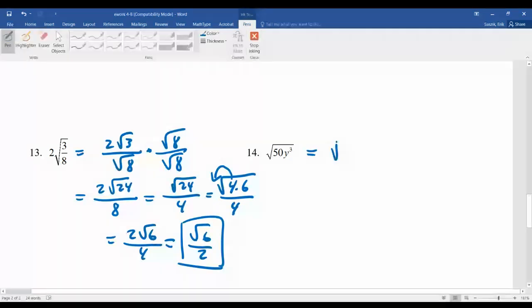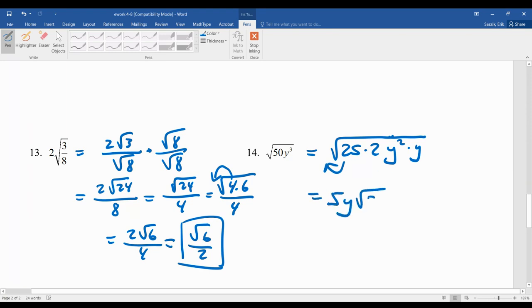This one you should try on your own. Pause it. Break the 50 up to 25 times 2. Change the odd power, reduce it by 1. 25 comes out as 5. Y squared comes out as y. And that's left inside.